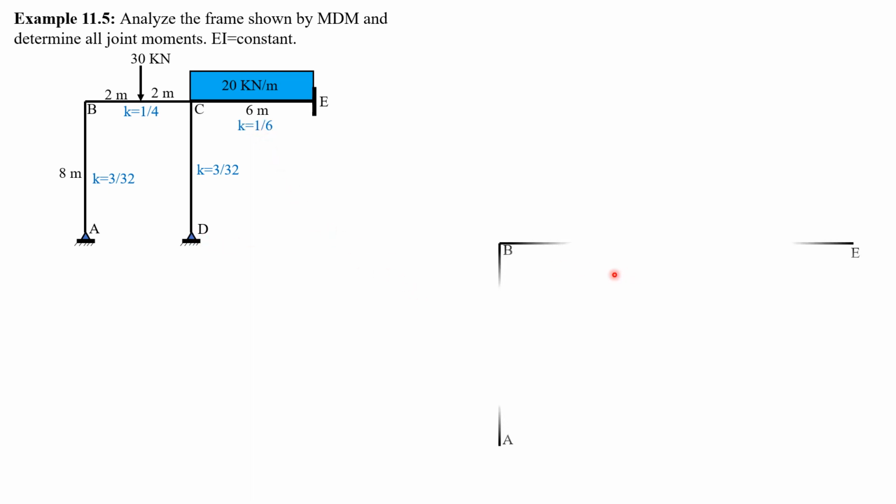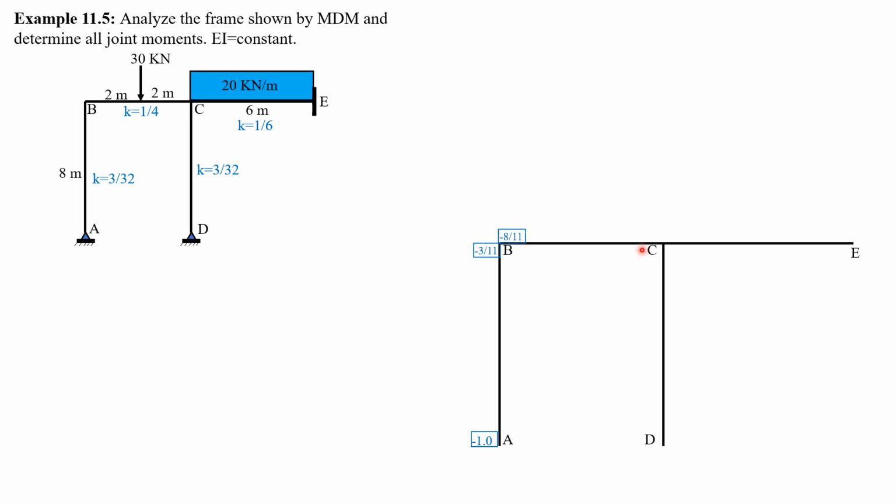Then we compute, let's have the frame. For this one, the distribution factor is negative 1.0. Here, 3 over 32 divided by 3 over 32 plus 1 over 4 is negative 3 over 11. So therefore, 11 minus 3, this is negative 8 over 11. For this, the distribution factor of this member CB is 1/4 divided by 1/4 plus 1/6 plus 3 over 32, and that is negative 24 over 49.